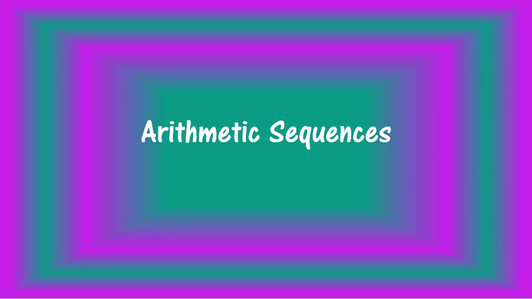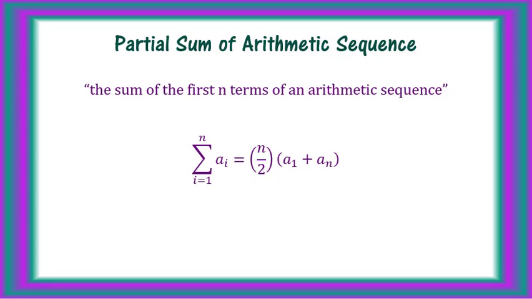In this video, we will explore arithmetic sequences, their definition, and examples. We're going to end this discussion by talking about the partial sum of an arithmetic sequence, which is the sum of the first n terms of an arithmetic sequence. The formula is the summation of i from 1 to n of a sub i.